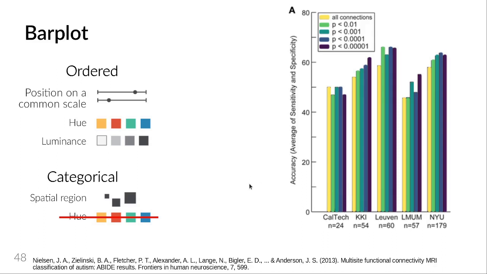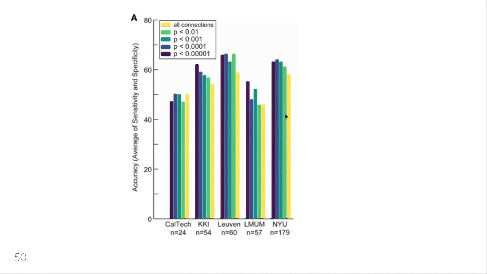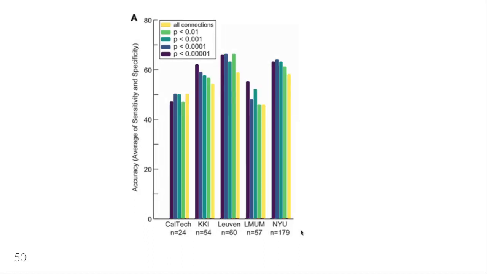We can improve this by using luminance to encode the variable as an ordered variable. So let's focus on the chart a little more and see what else we can improve. So here I've changed the colors so that they follow that Viridis color map that I showed a few minutes ago. The colors and values are the same, but I've reordered the bars so that the number of connections increases towards the right. Previously, they were increasing towards the left, which is rather counterintuitive for the way we're used to seeing charts.